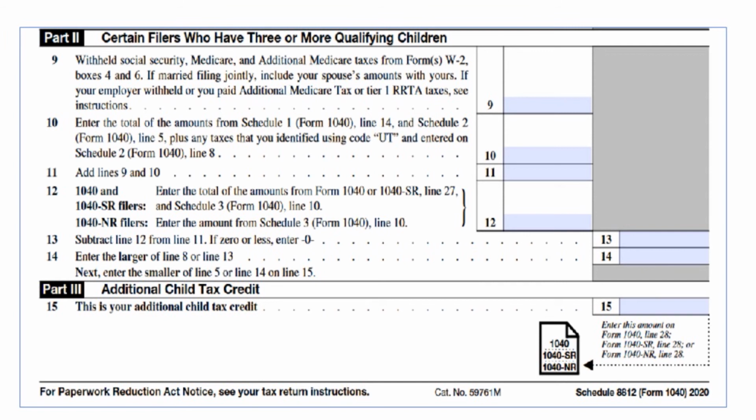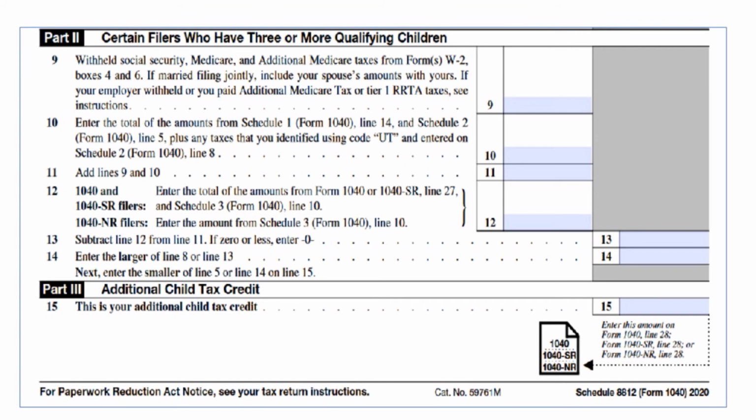And moving on, we have line 10. Here you have to enter the total from Schedule 1, line 14. This is basically the deductible portion of any self-employment tax you paid, as well as Schedule 2, line 5. This is the unreported Social Security and Medicare tax you paid, plus any taxes that you have identified using the code UT on Schedule 2, line 8.